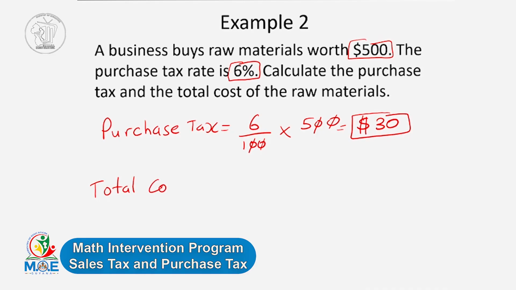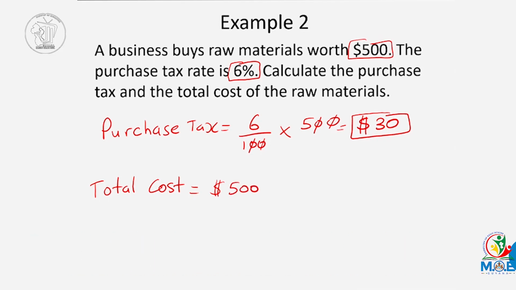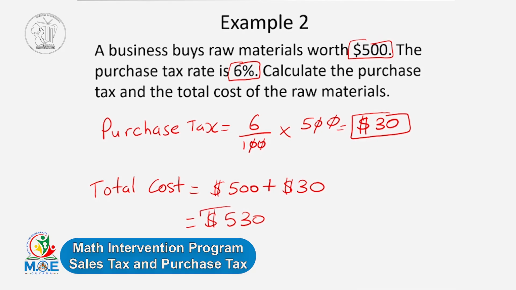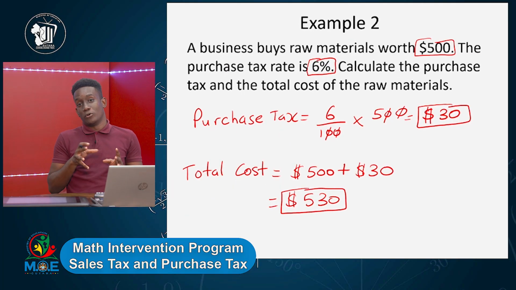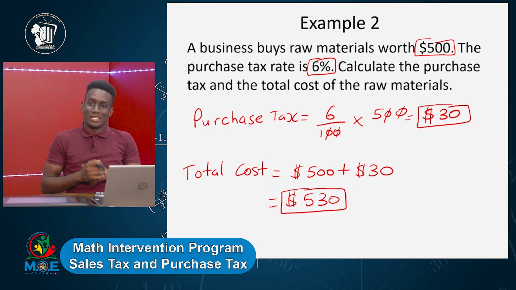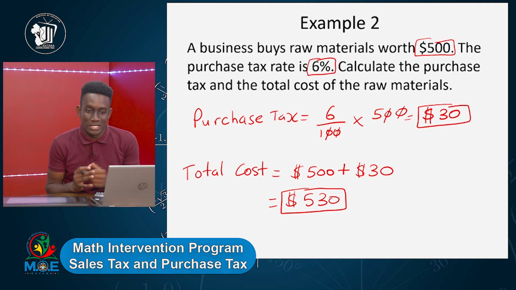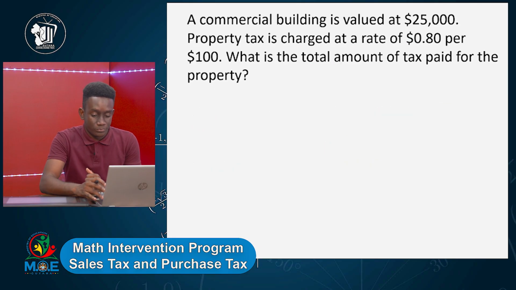So the total cost would simply be the cost that we first saw, which is $500, plus the purchase tax, which would be $30. So 500 plus 30 would give us $530. And that would be the total cost after the purchase tax is added on. And that is as easy as that, as simple as that. So let's proceed to another type of example.